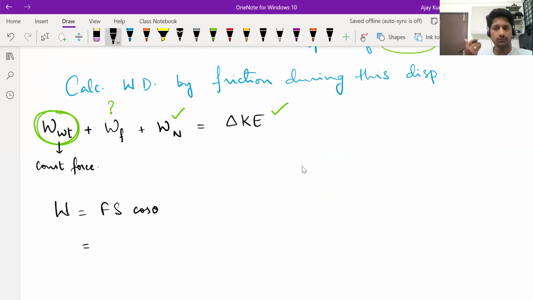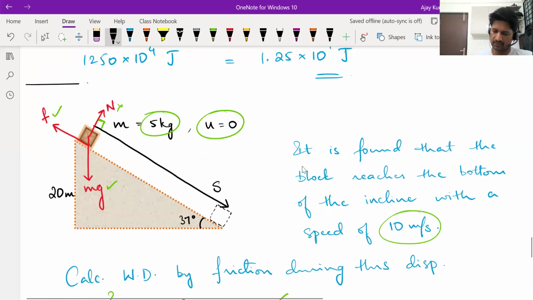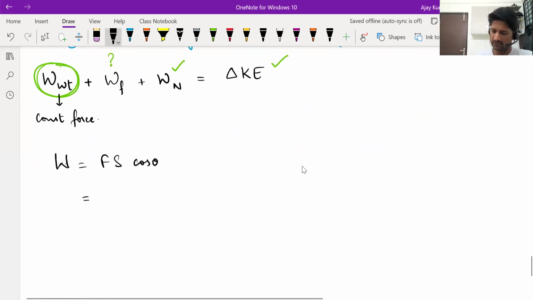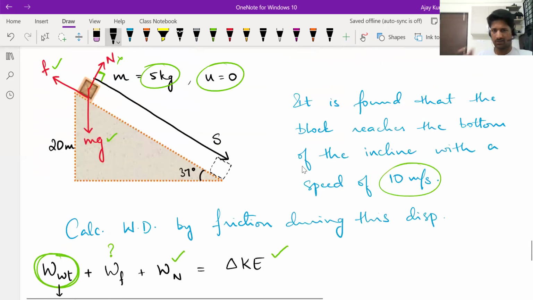Now the force whose work we want to find out is the weight of the block. The block's mass is 5 kg, so its weight is 50 Newton. We don't know the total displacement of the block. We have not calculated it, but we need only the component of displacement in the direction of force, no?